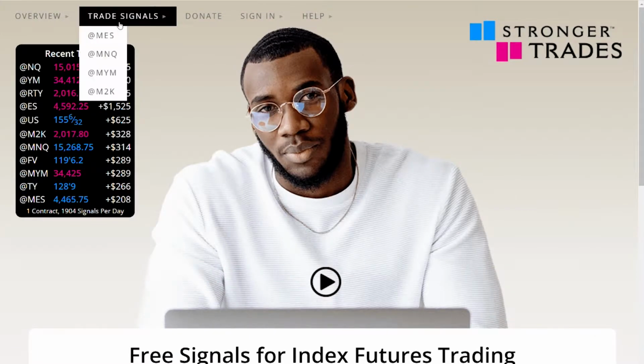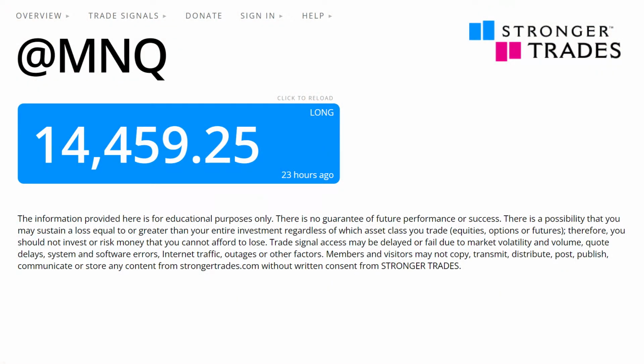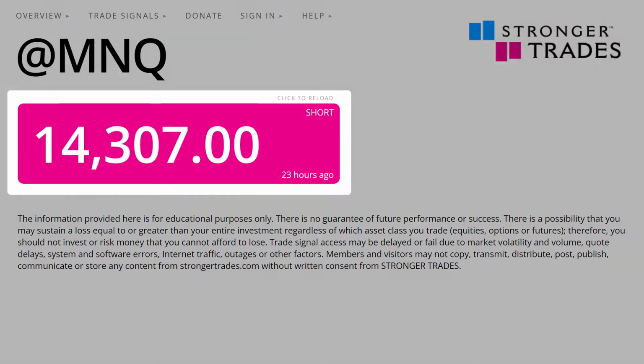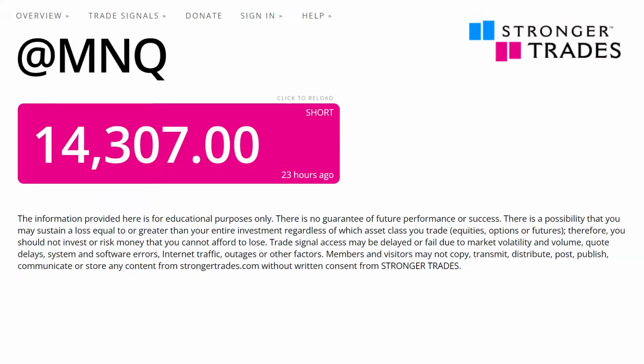To familiarize yourself with our free service, navigate to one of our trade signal pages. There, you will find an entry signal, which will be either a long, cyan, or a short, magenta, colored box. The price shown is always changing, therefore, you must click the box to refresh the price. The box will contain an entry price with a price gap and the age of the signal. Your next step will be to confirm this information on your trading platform.